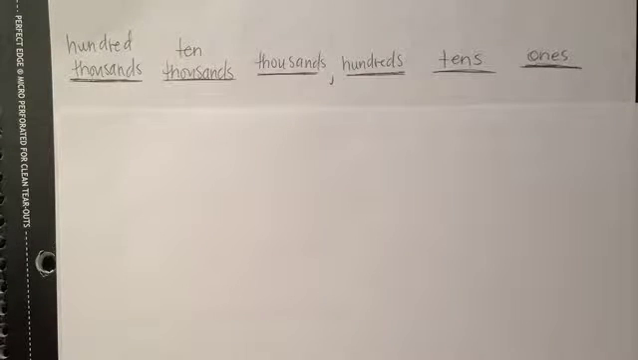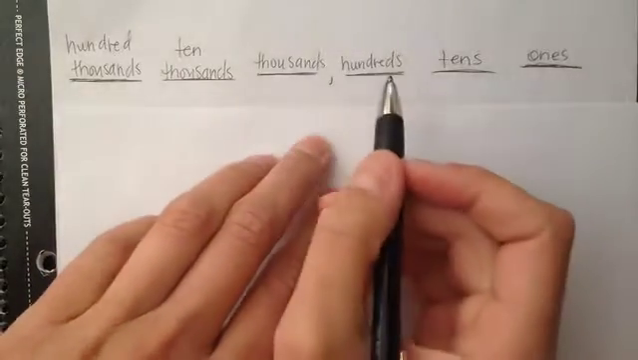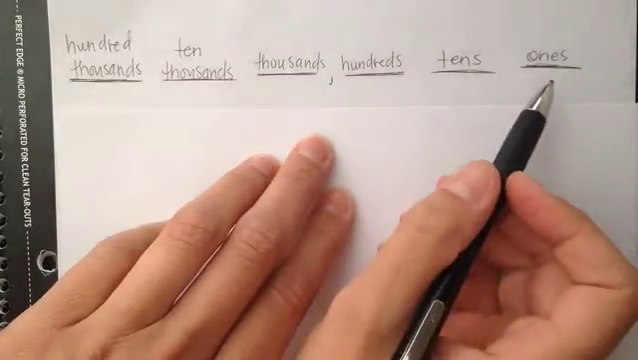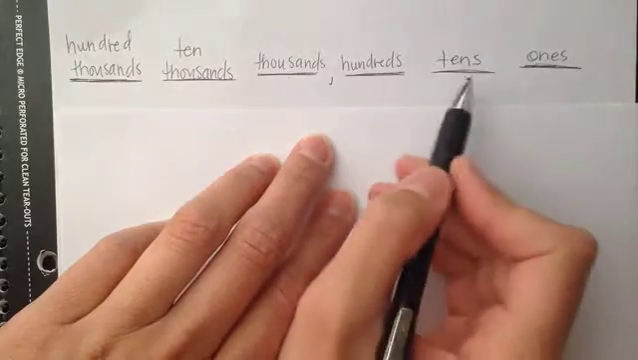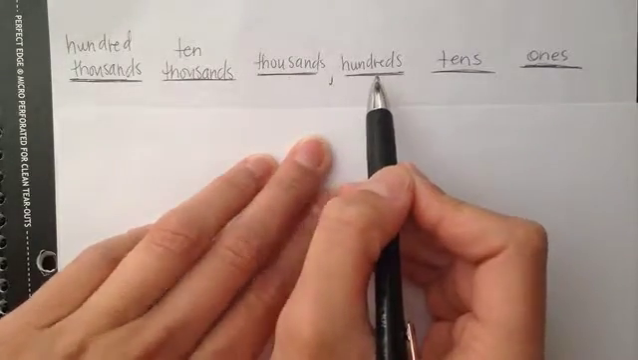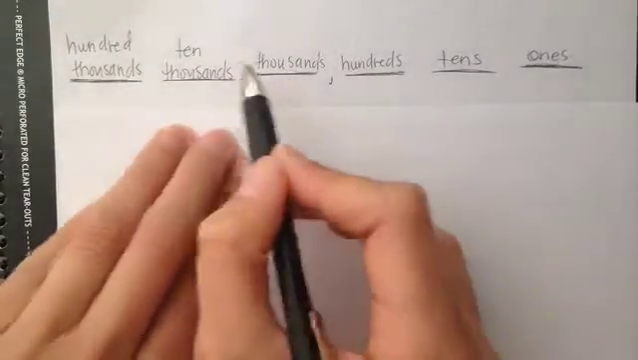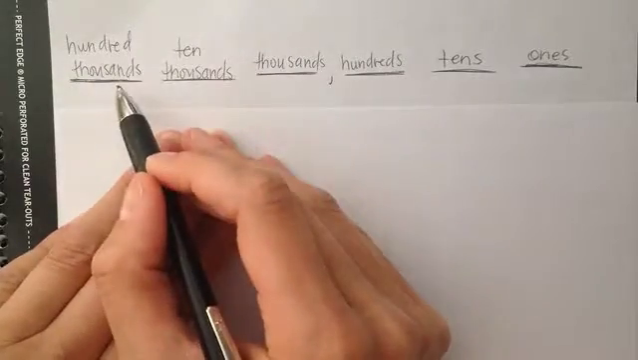Hey friends, this is a short video about place value. Last year in third grade, your student probably learned specifically about the ones, the tens, and the hundreds places. This year in fourth grade, we'll add the thousands, the 10,000s, and the 100,000s place.